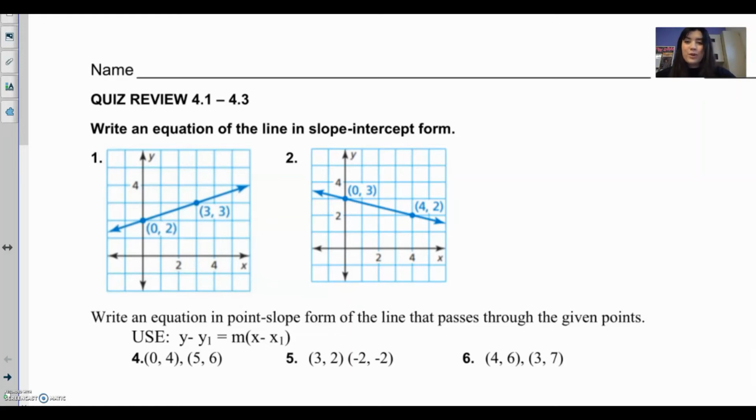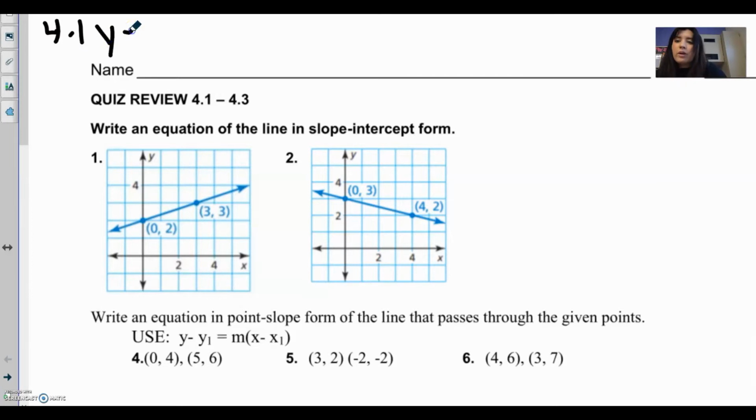Alright guys, we are going over our quiz. I'm going to try to make this quick, so if you need to pause, reread what I did, jot some things down, that would be smart. Okay, so this is for 4.1 through 4.3.